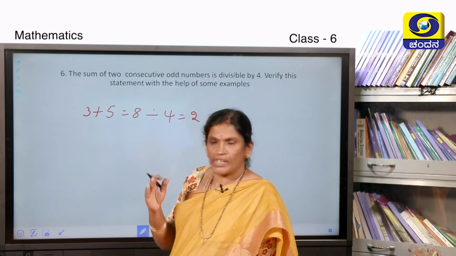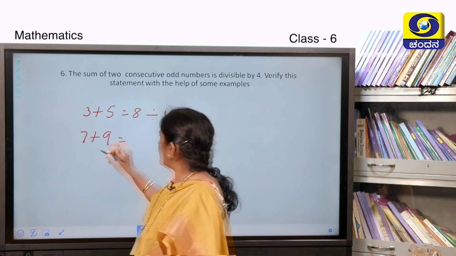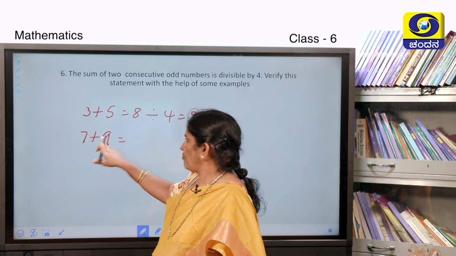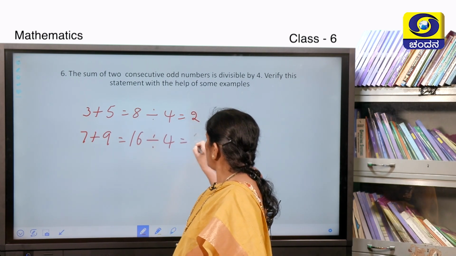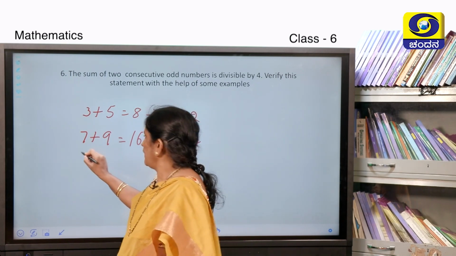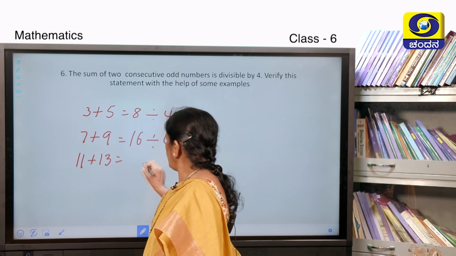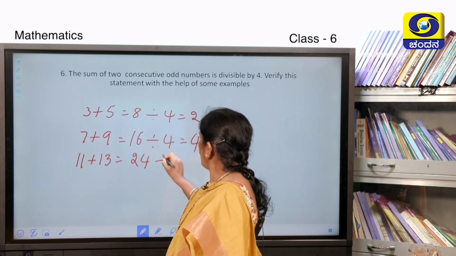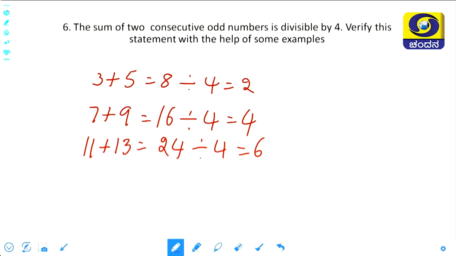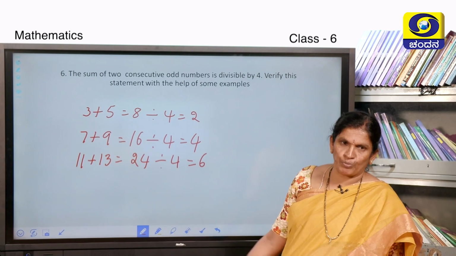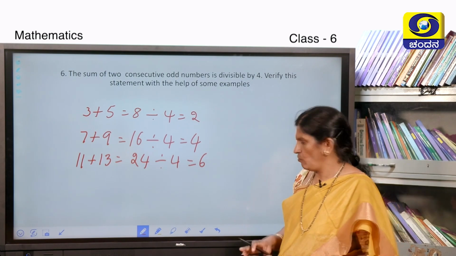The answer is 2. Next, consecutive odd numbers 5 and 7, 7 and 9. The sum of 2 consecutive odd numbers: 7 plus 9, we can take 5 plus 7 also. 7 plus 9 is 16. Yes, 16 is also divisible by 4, that is 4 4s are 16. Next, 11 and 13, the sum is 24. 24 divided by 4 is equal to 6, as 4 6s are 24. So, with these examples we can prove that the sum of two consecutive odd numbers is divisible by 4.